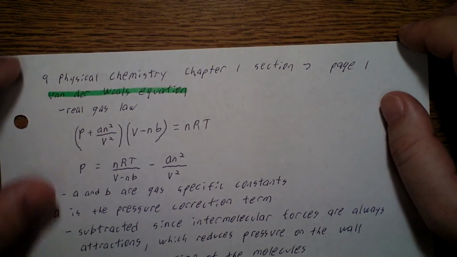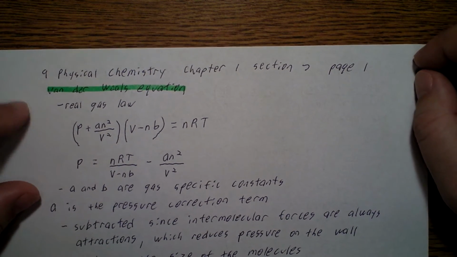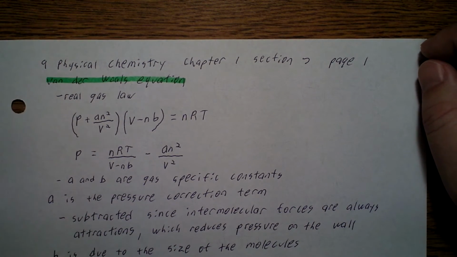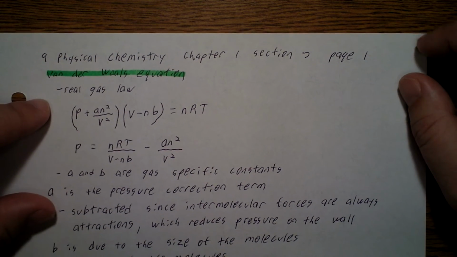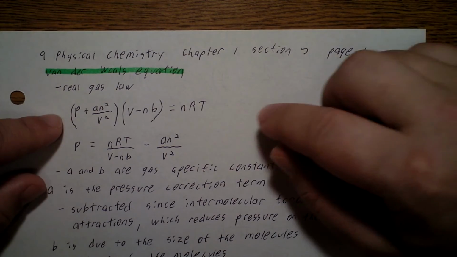Now we're in Chapter 1, Section 7. So, we just talked about the ideal gas law. Now we're going to talk about a real gas law, the van der Waals equation. The van der Waals equation is an example of a real gas law.